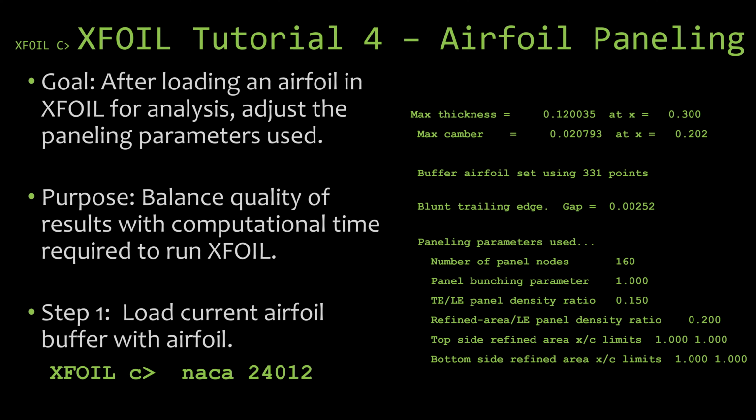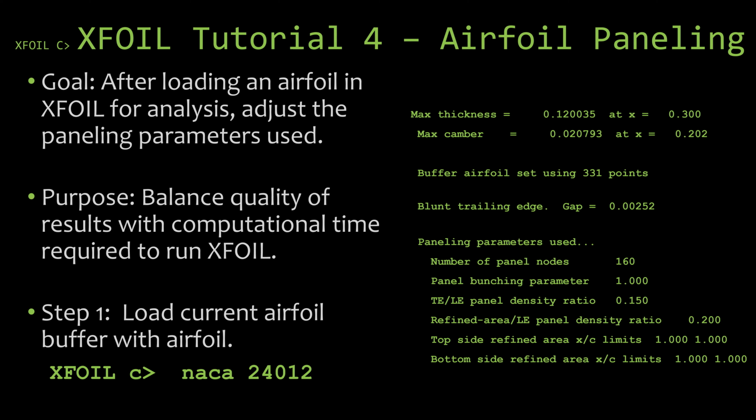This can also be helpful when you are running an analysis on an airfoil and it does not want to converge. The first step is going to be to load the airfoil that you're wanting to perform an analysis on and change the paneling parameters on. For this tutorial, we're going to use the NACA 24012 airfoil. It's a 5-digit airfoil. We're just going to go ahead and use Xfoil's built-in NACA command to load that.